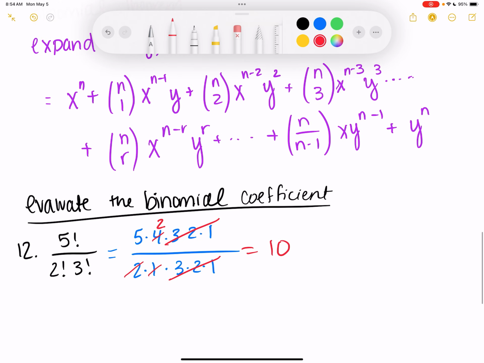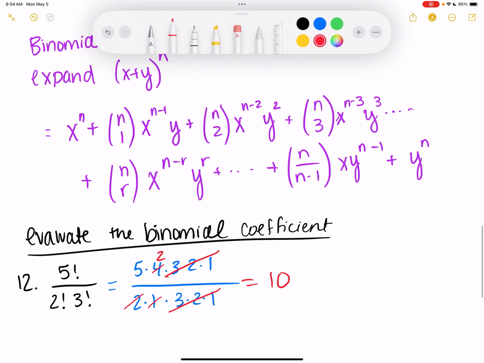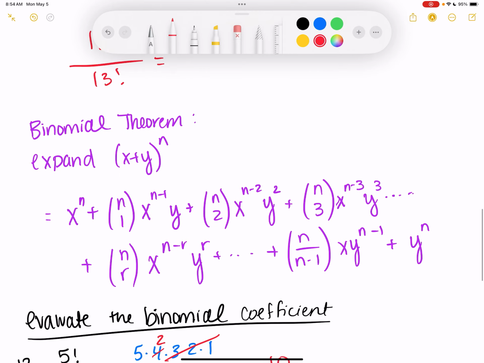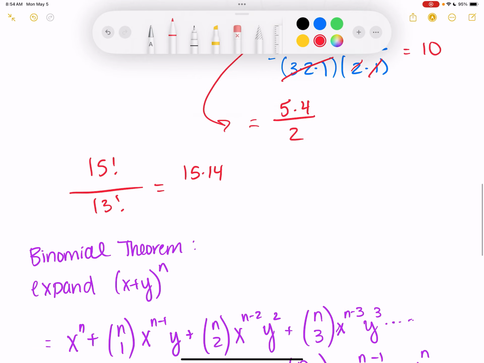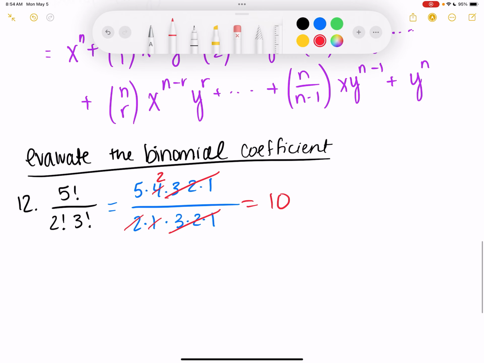So again, that was pretty much just a flip of the one that I did up here earlier. It was 5 taken 3 at a time. This would have been 5 taken 2 at a time, technically.